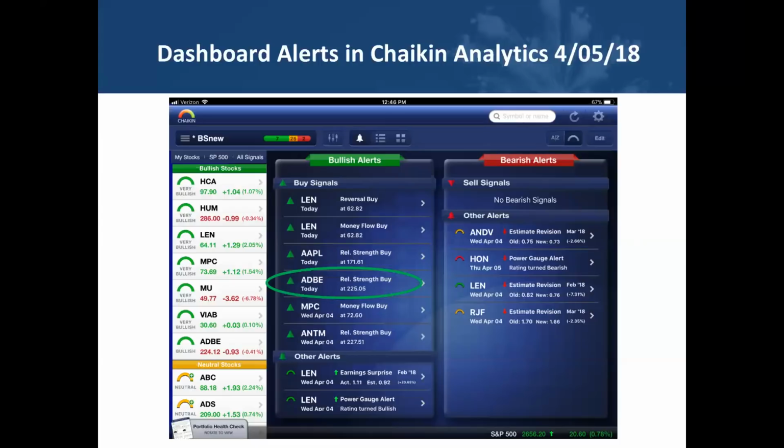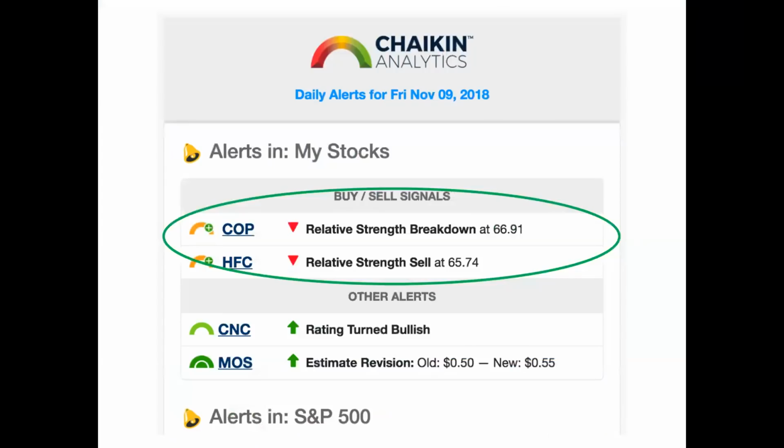But many of our clients said to us, we don't check into Chaikin Analytics every day, a couple of times a week, certainly on the weekends. So in early May, we introduced daily email alerts. They come into your inbox at 8 in the morning, and they tell you which stocks in the list that we call My Stocks, which you create, or in any other big list like the S&P 500, have triggered buy or sell signals.